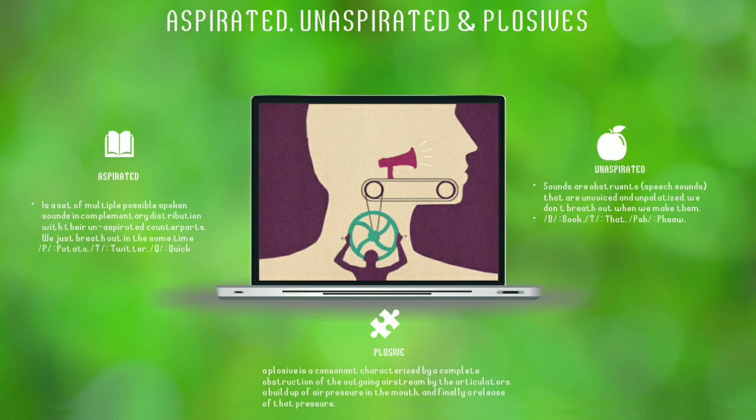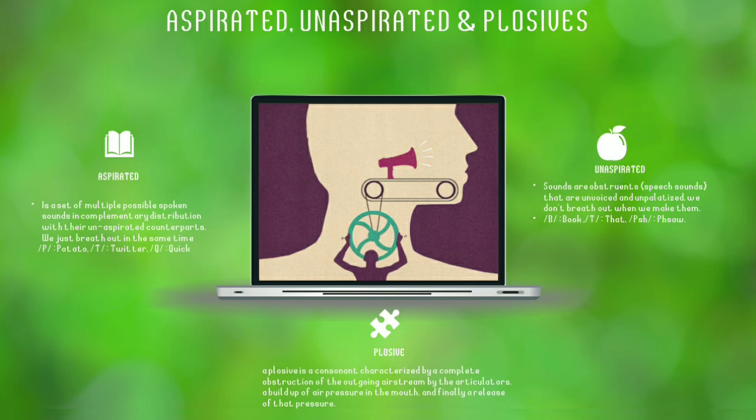The last one is plosive. A plosive is a consonant characterized by a complete obstruction of the outgoing air stream by articulators, a build-up of air pressure in the mouth, and finally, a release of that pressure. A stop is merely the first part of the sound. In other words, in producing these sounds, the air is stopped for a brief moment.